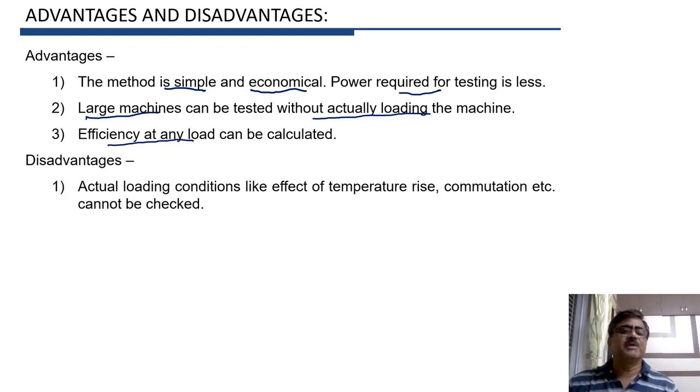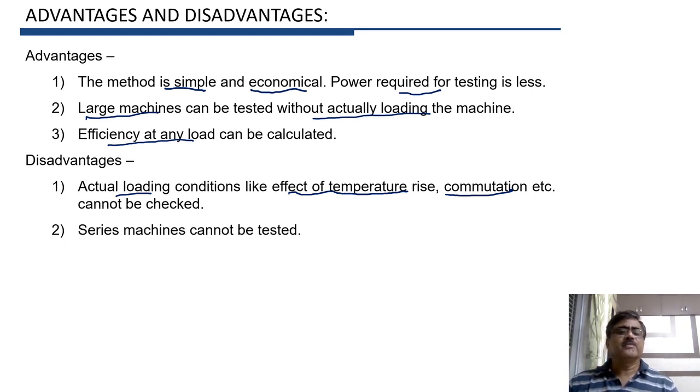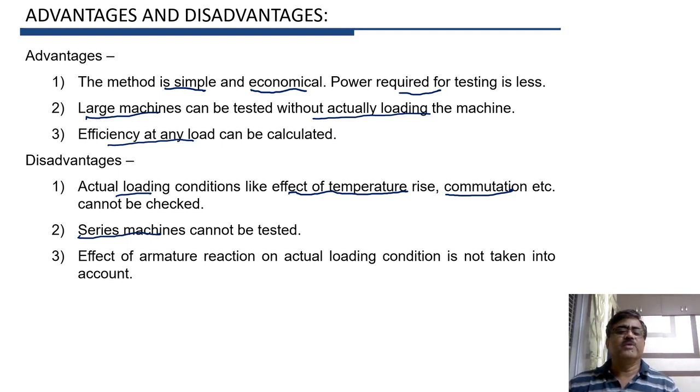But the disadvantages of the method are, in this method, it is not possible to check actual loading conditions, like what is the effect of temperature rise, what is the effect of loading on commutation, that is sparking at brushes, etc. So all these operating conditions during actual loading cannot be checked by this method. Then with the help of this method, it is not possible to test series machines, because series motor cannot be operated at no load. Then in this case, we are not actually loading the machine, and therefore effect of armature reaction on actual loading condition cannot be taken into account.